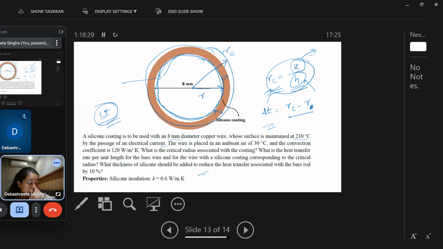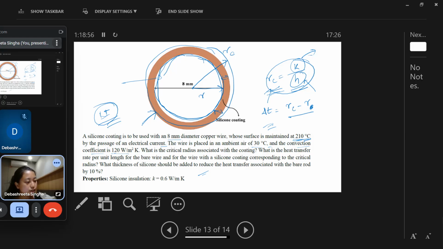It should be maintained at 210 degrees Celsius. Why these coatings are used is so that the temperature is maintained, because with the surroundings it will interact and there will be some heat exchange. So the temperature will not be maintained if there is no insulation. To maintain such temperature, they need to coat it. The wire is placed in an ambient air of 30 degrees Celsius and the convection coefficient is 120 watt per meter square Kelvin.